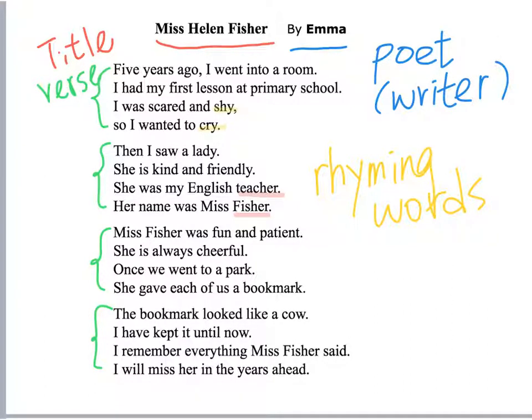And let's see. Do you remember the different parts we have? This one is the title of the poem. This one, the name here, Emma, is a poet. She's the writer of the poem. And we know we don't call these paragraphs, we call them verses. Verses. This is the first verse. This is the second verse, third, and fourth verse. And also some poems, not every poem, but some poems, they have rhyming words like this.